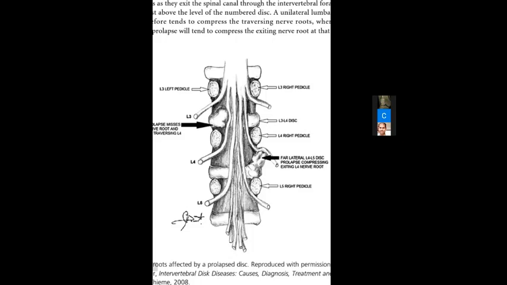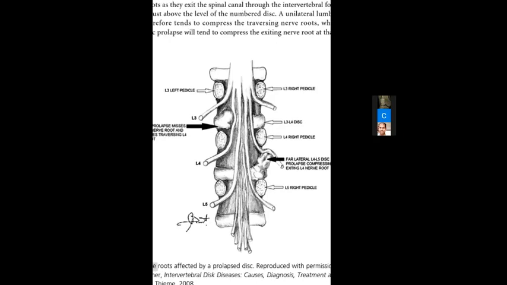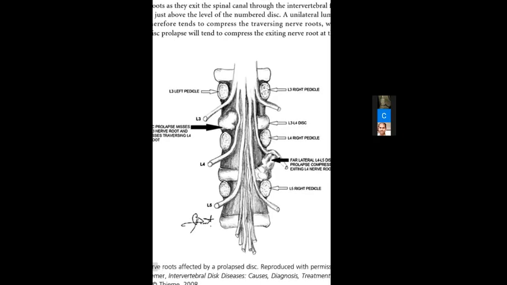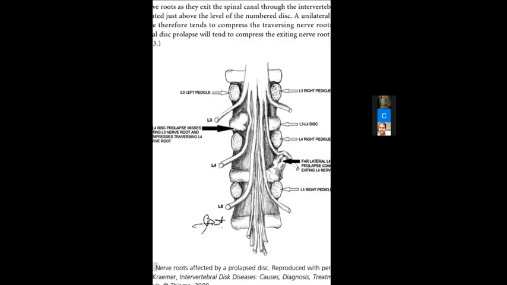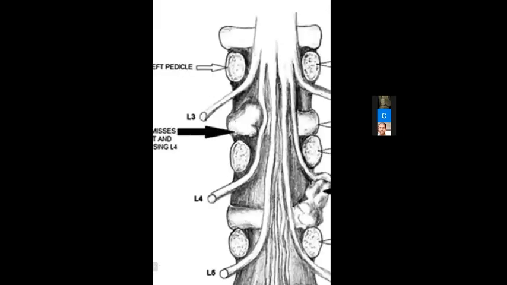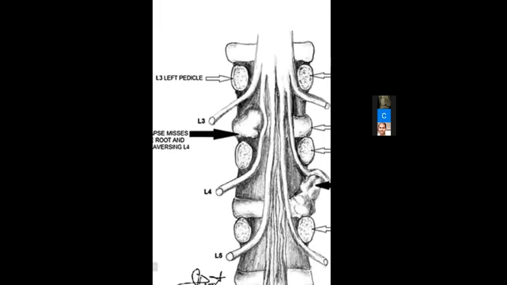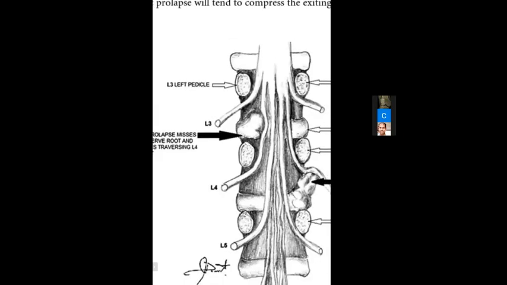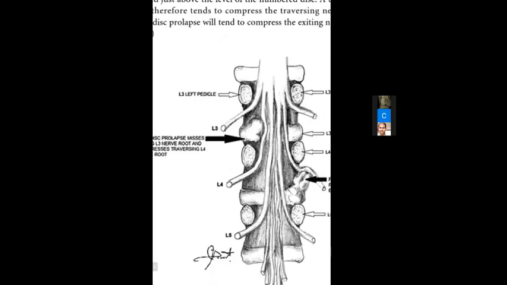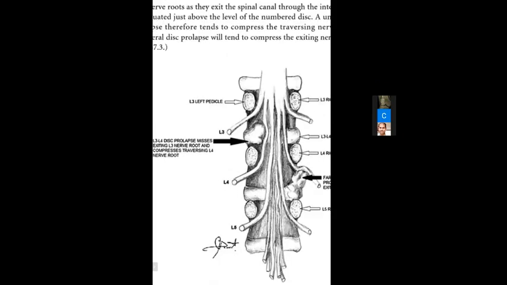If you look at the top, you will see the L3 left pedicle and right pedicle, and you will see two nerve roots going. That is the L3 nerve root. That is the exiting nerve root at that level because it is going out of the foramen. Whereas if you come down between L3 and L4, on the left-hand side there's a big black arrow. There's a big disc herniation, and you can see that the disc is pressing onto another root, the L4 nerve root on the left side. So that is the traversing nerve root at L3, L4.